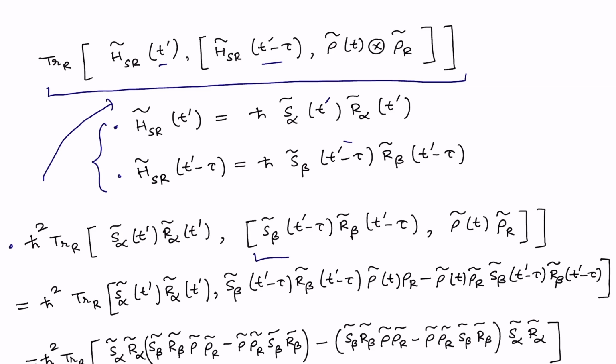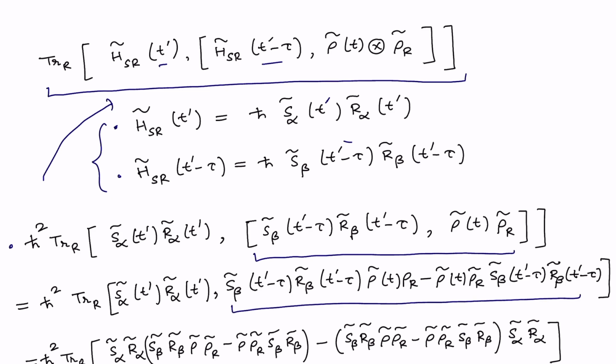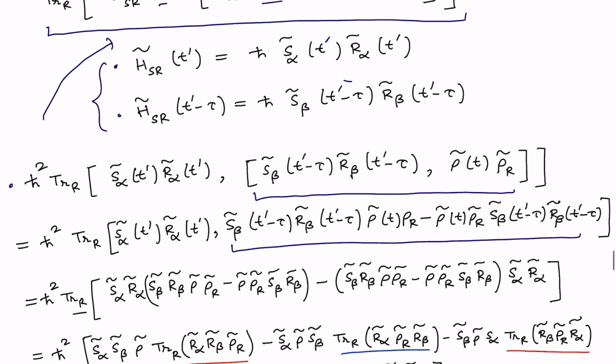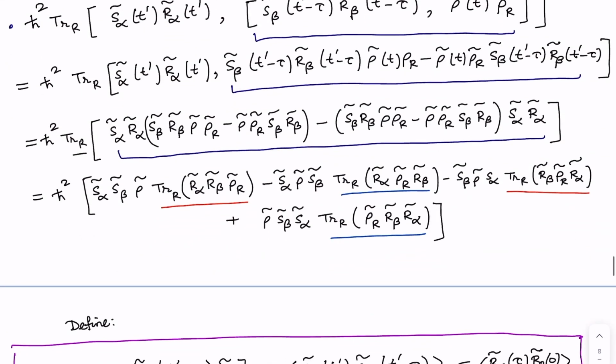Now here this is the commutation relation, and this bracket if I expand it, then this is what I get. And similarly in the next line, this whole thing I am now expanding inside the bracket, this is what I get. While writing this expression, I am not writing t dash and t dash minus tau for the ease of writing. Now if I open it up, this is what I get.